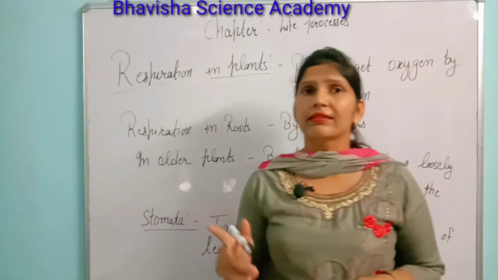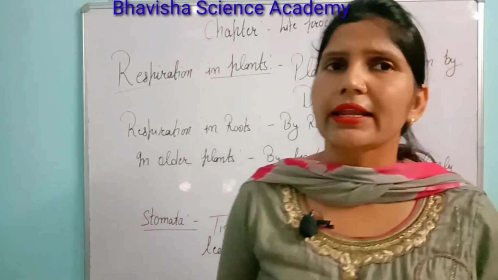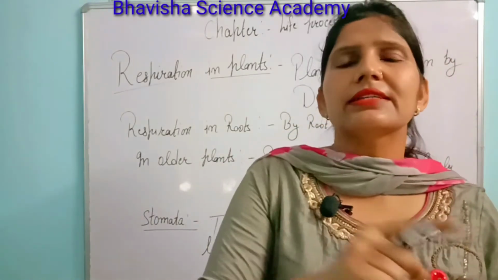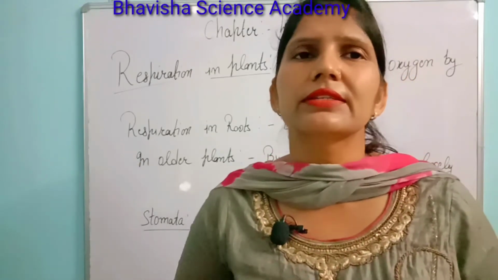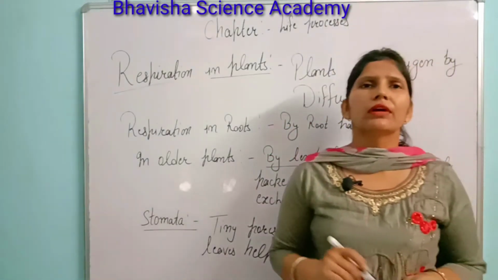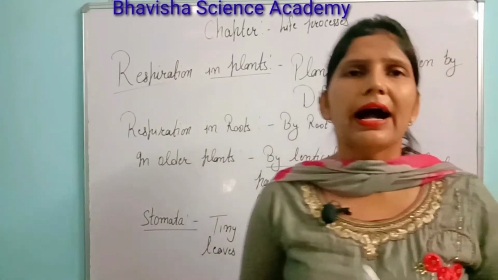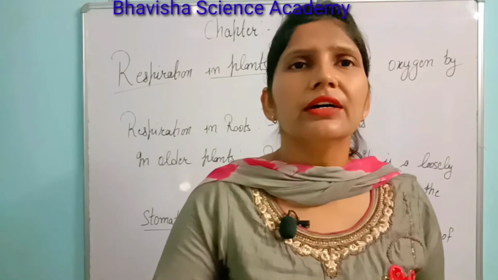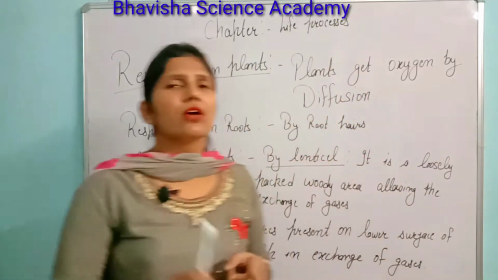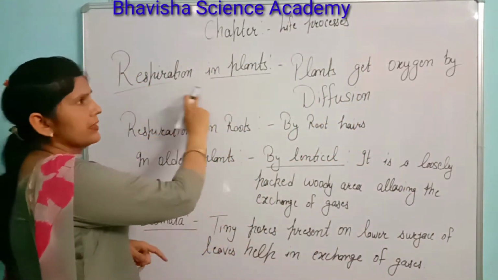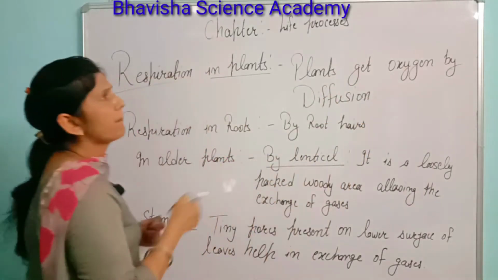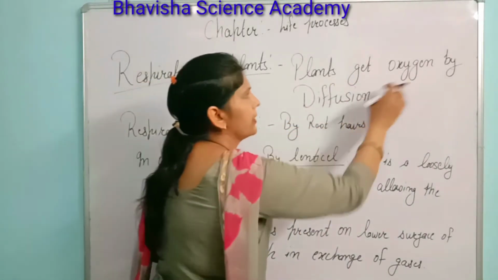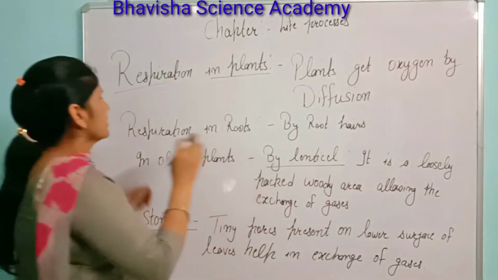Diffusion means the mixing of particles from higher concentration to lower concentration. That is known as diffusion. And plants obtain the gases by the process of diffusion. Plants get oxygen by the process of diffusion.